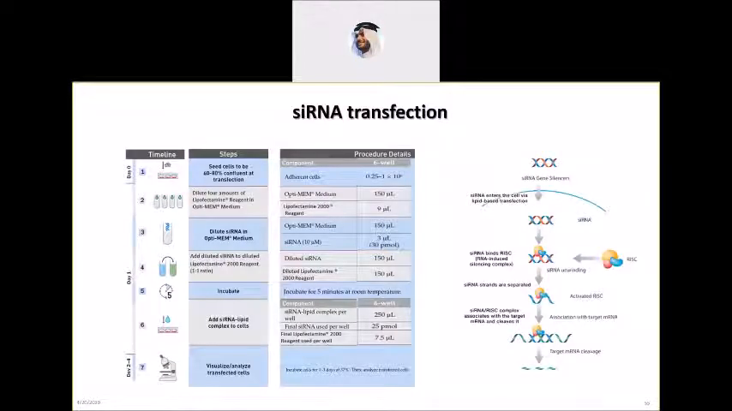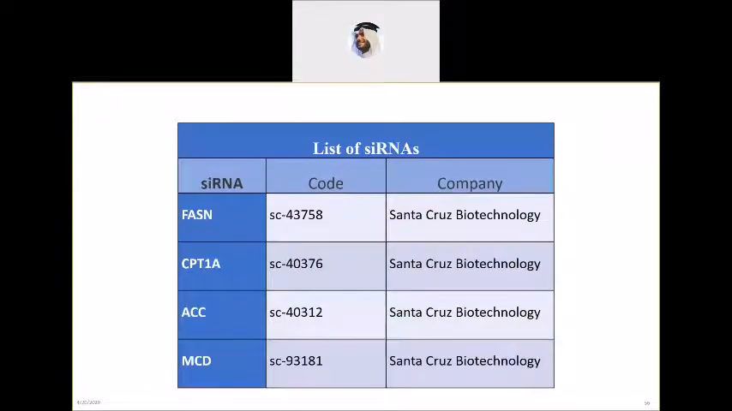Also, we use small interfering RNA to transfect the cells with our target genes: ACC, MCD, CPT1, and FASN. We use Lipofectamine 2000 according to the company protocol, and we incubate the cells for 48 hours. After that, we analyze the transfection efficiency by RT-PCR. We accept the transfection efficiency if it's more than 50%. Here is the list of the small interfering RNAs being used in this study.